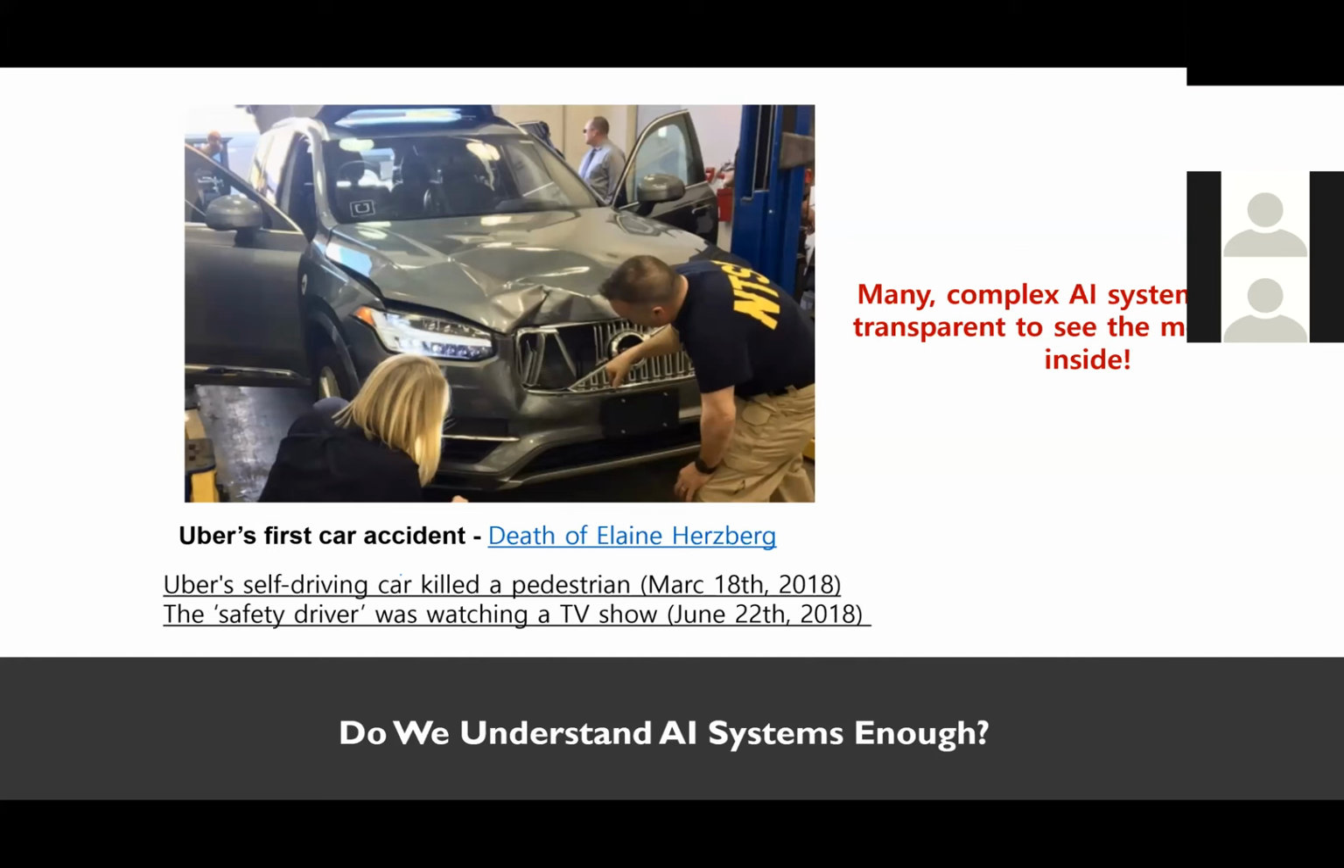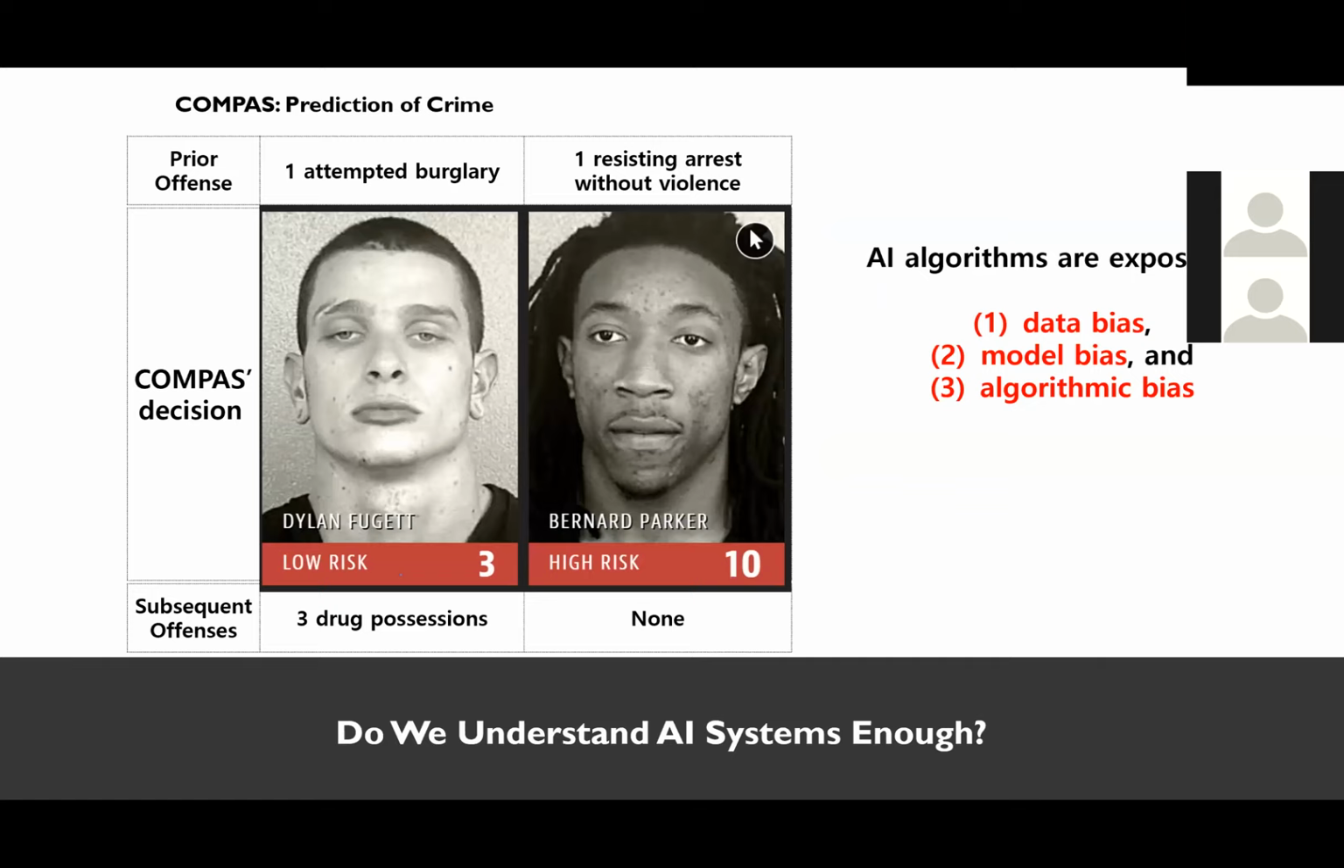There is also a famous system called COMPAS, which predicts crime. In this specific case, there are two people who are called Dylan.